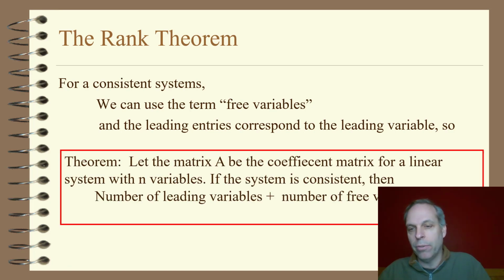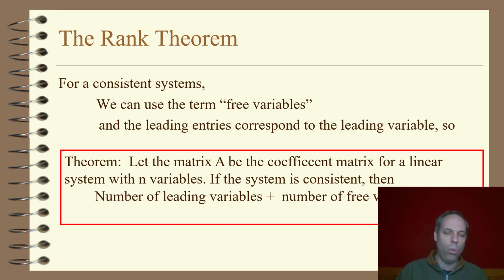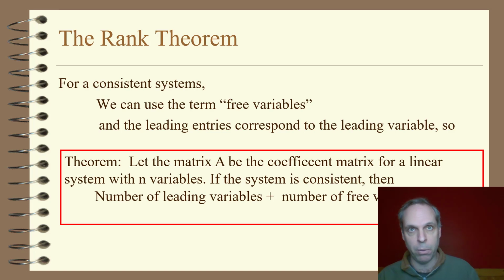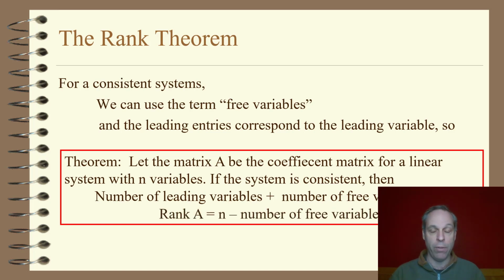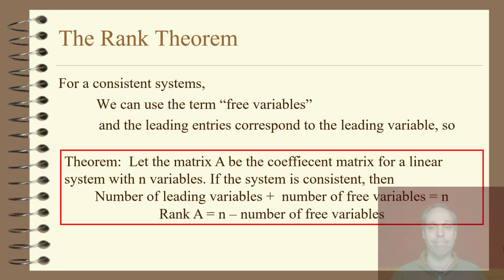If you have any matrix, be it the coefficient matrix of a linear system, if the system is consistent and there are n variables in the system, then of course the number of free variables plus the number of leading variables has to equal the number of variables, n. But we can go one step further, because the rank of the matrix, the rank of the coefficient matrix, is also equal to the number of leading variables. So just solving for the number of leading variables in this equation and calling it rank instead, you get the rank of the coefficient matrix of a consistent system is equal to n minus the number of free variables. It's a nice little connection between the two ideas.